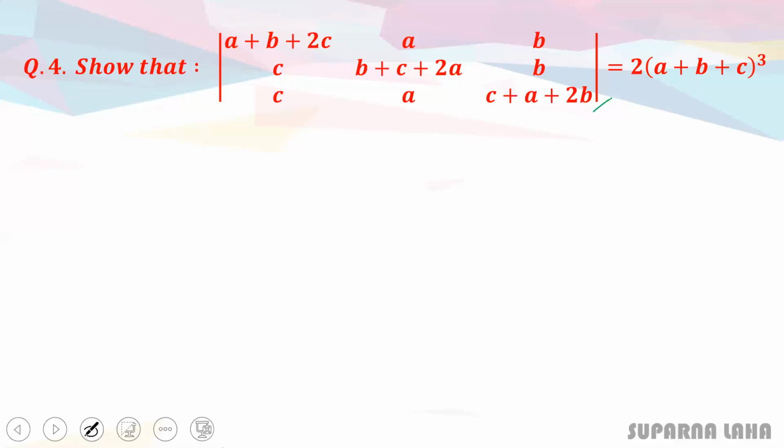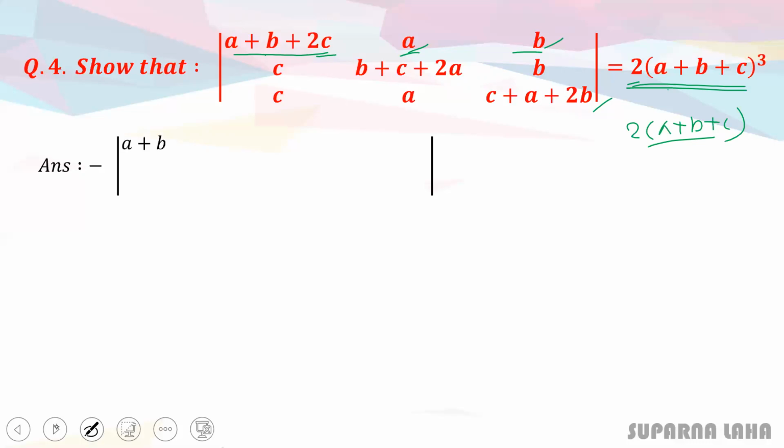You need to show that the value of this determinant is given by 2 into A plus B plus C the whole cube. Now look, firstly, find how to get this 2 into A plus B plus C. If we add this A plus A and B with this term, what will you find? A plus B plus 2C plus A plus B, right? That means 2 into A plus B plus C. Look, one factor we already found by just adding these two columns.